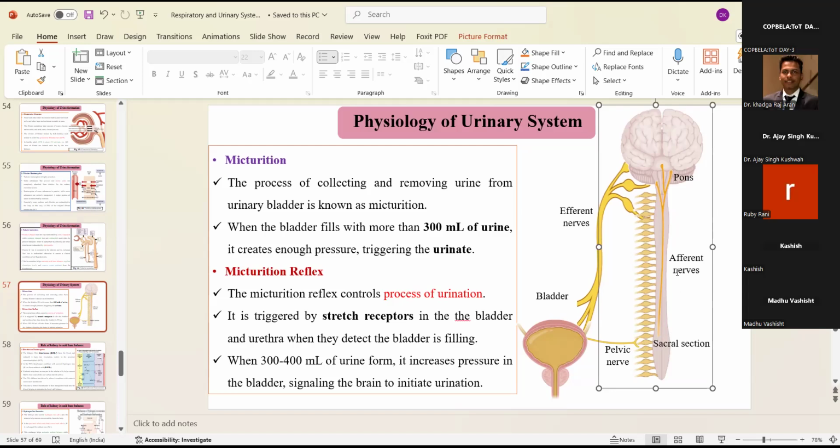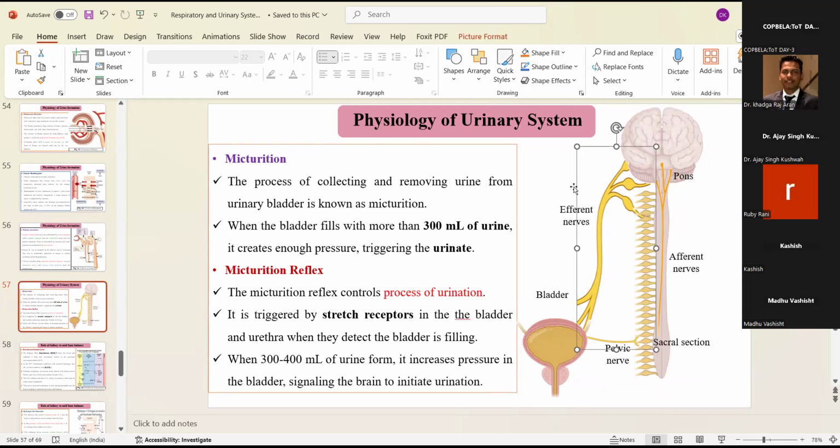With the help of afferent nerves, the signal goes to the pons part of the brain, and the pons analyzes the signal and provides efferent nerve actions, and then we go for the urination process. So this is the basic structure and mechanism of the micturition reflex.